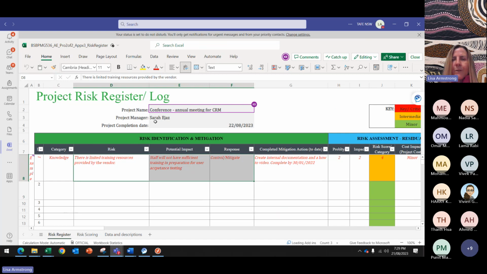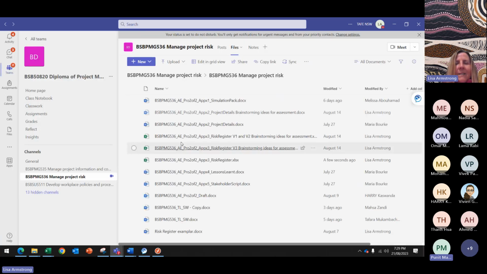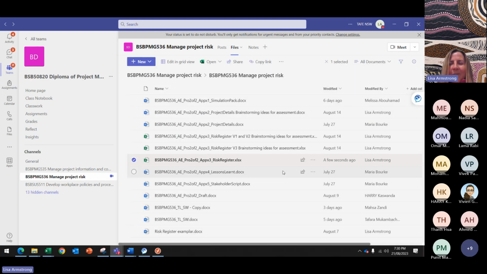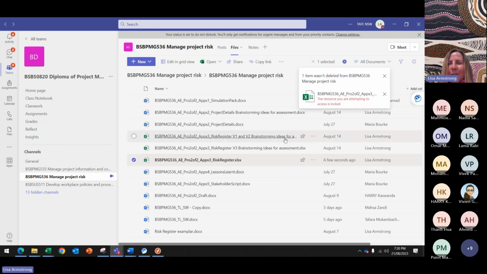Oh, Sarah's gone and keyed into that. Oh, that's why you're asking. Yeah, there are a couple of them over there. That's not good, sorry, guys. Let me get rid of that. We don't want to save someone else's work. That's not good. Okay.